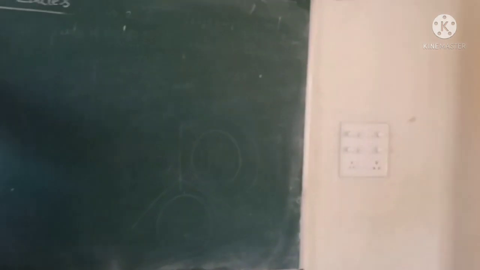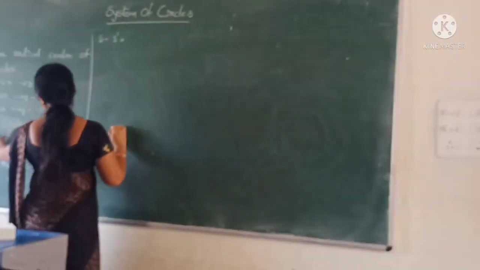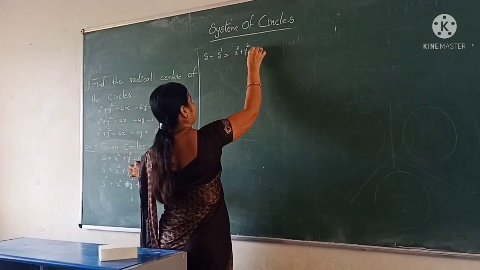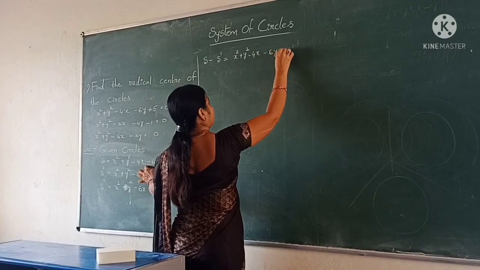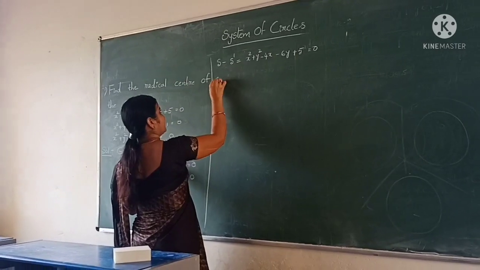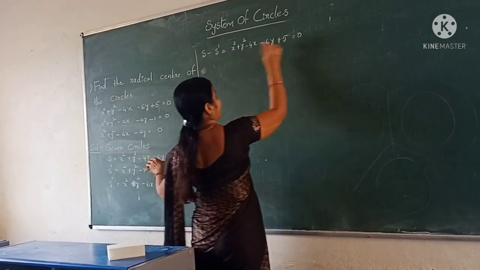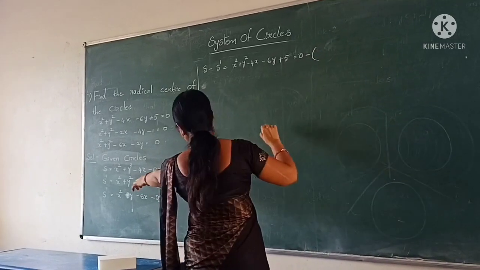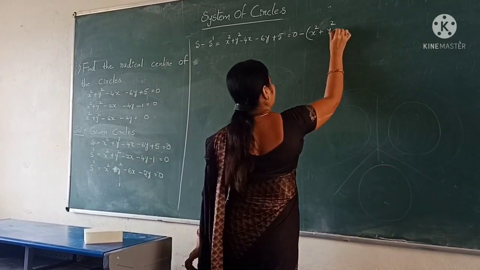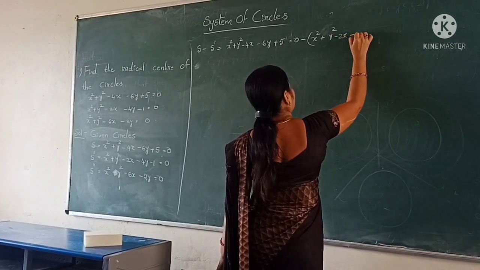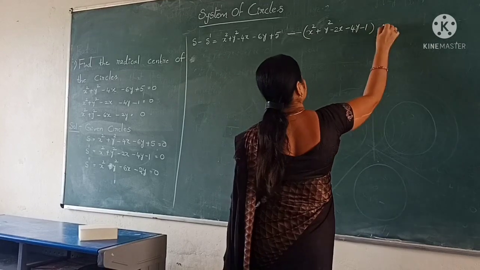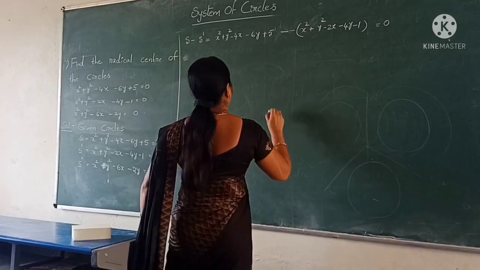S minus S dash is equal to what? S: x square plus y square minus 4x minus 6y plus 5 is equal to 0. This is the equation of S. Next, S dash: x square plus y square minus 2x minus 4y minus 1 is equal to 0. Okay.